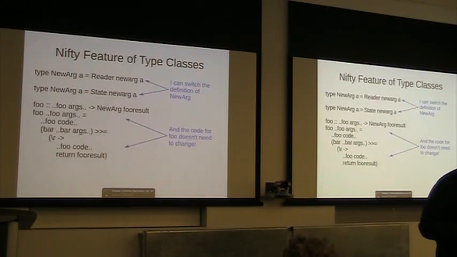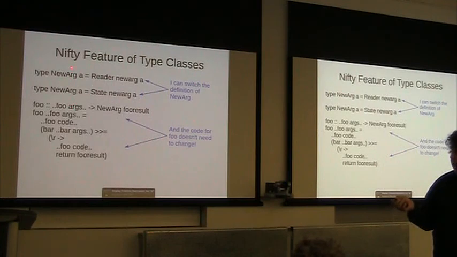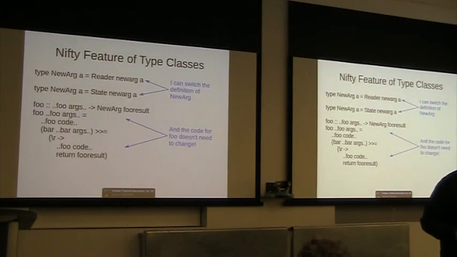So a nifty feature of type classes actually makes this nice. If I do a type alias, new arg A, I can switch back and forth and go, I'm not sure which one I want. Maybe I want a reader, maybe I want a state, depending upon how things break. If I define a type def of new arg A, I can switch that back and forth between reader and state. And note, foo doesn't change. I don't have to change foo at all to change which monad I'm actually using.